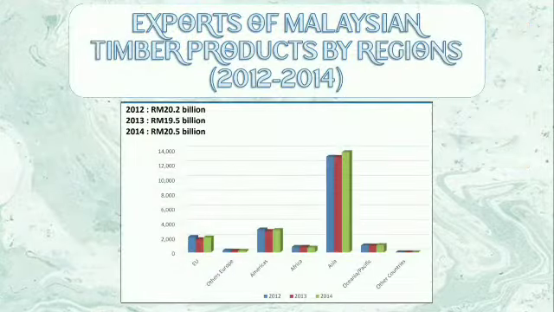This is the chart that shows the number of exports of Malaysian timber products by region from 2012 to 2014. As we can see, Malaysia exports to Asia the most and to the other regions the least.